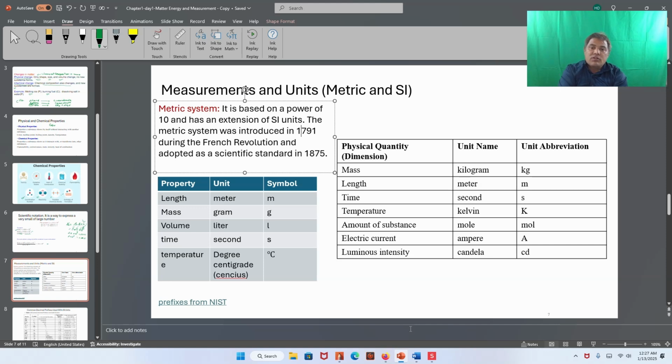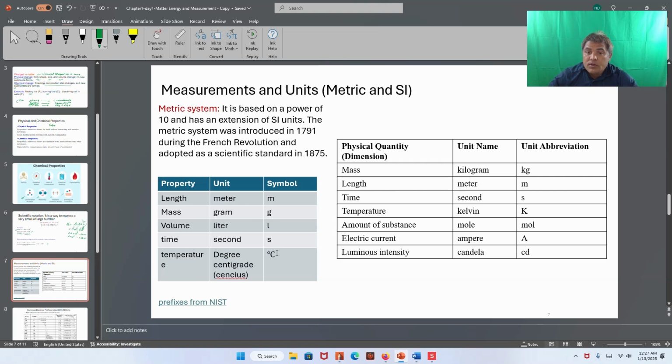But in the metric system, you see that the properties length, mass, volume, time, temperature, etc. are measured in different units. For example, length is measured in meter, mass in gram, volume in liter, time in second, and temperature in degree centigrade. Their symbols are m, g, L, s, and degree centigrade. These are the metric units.